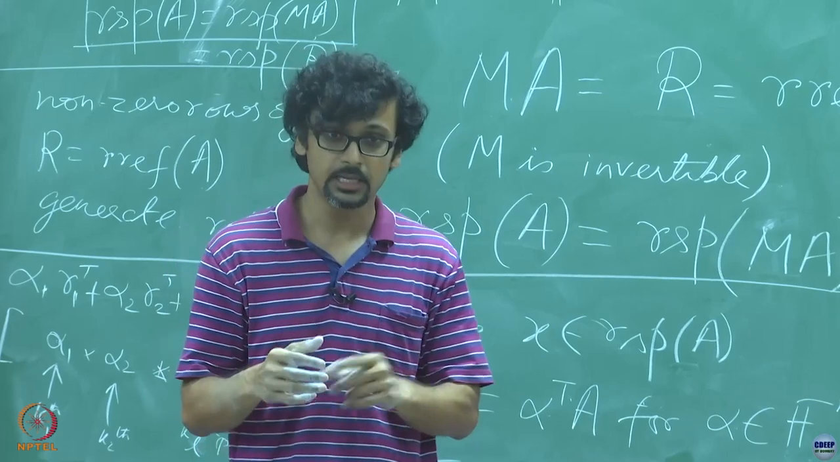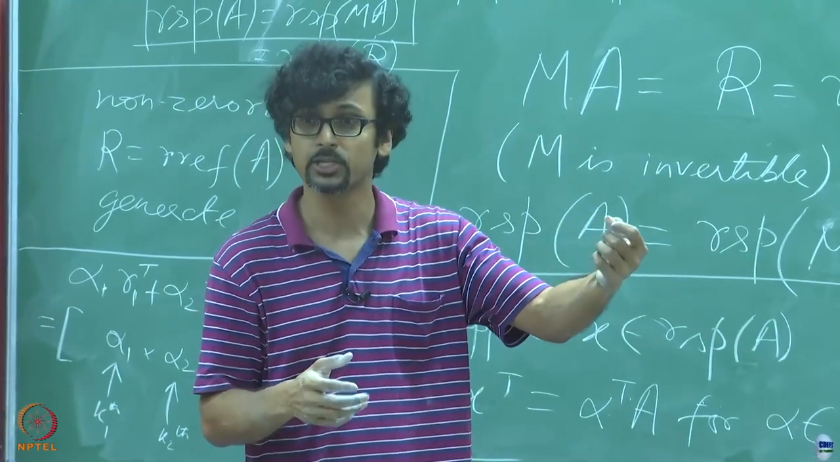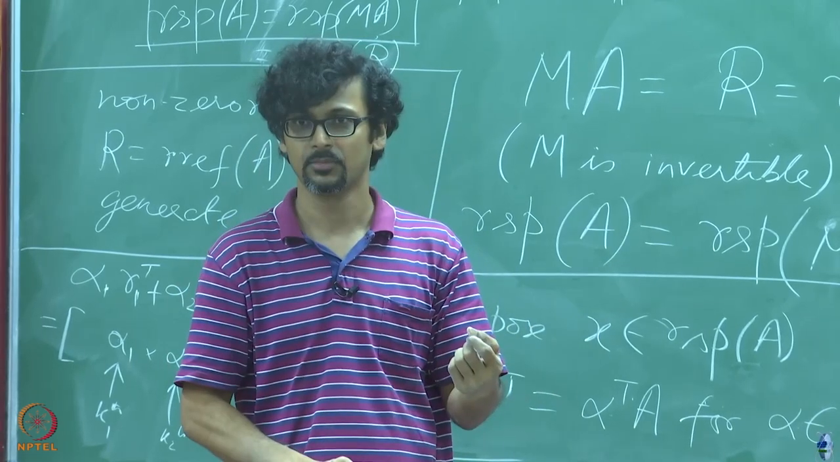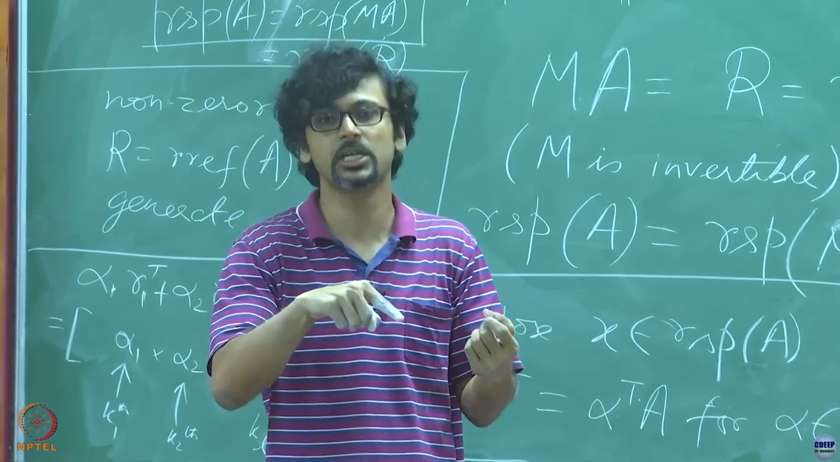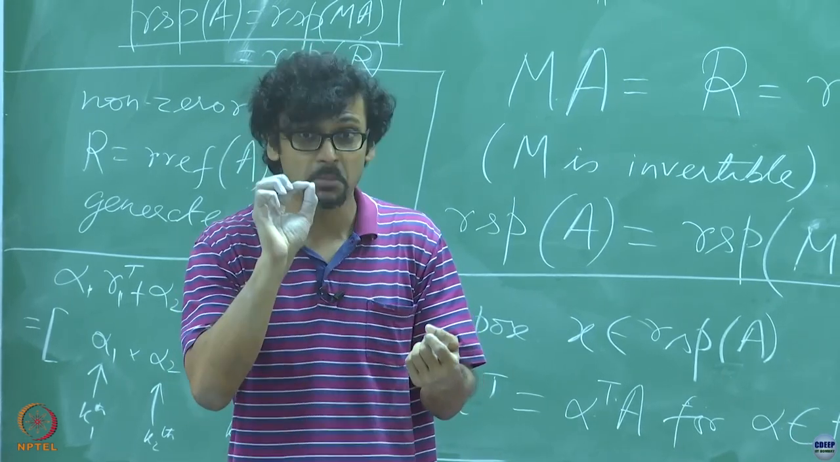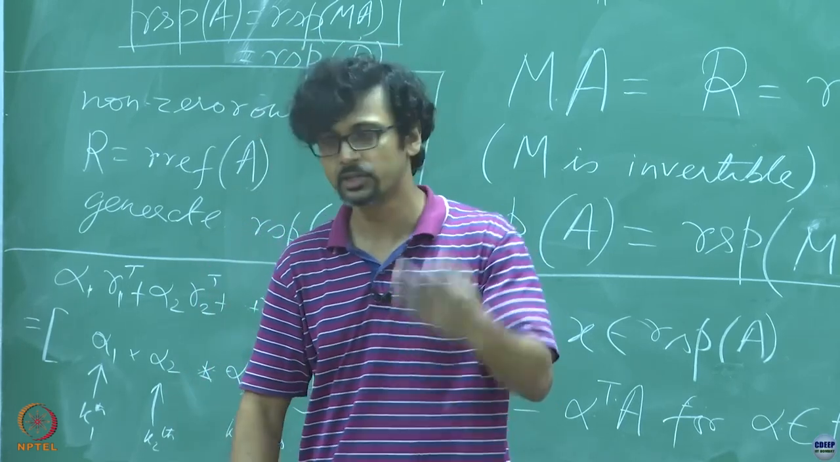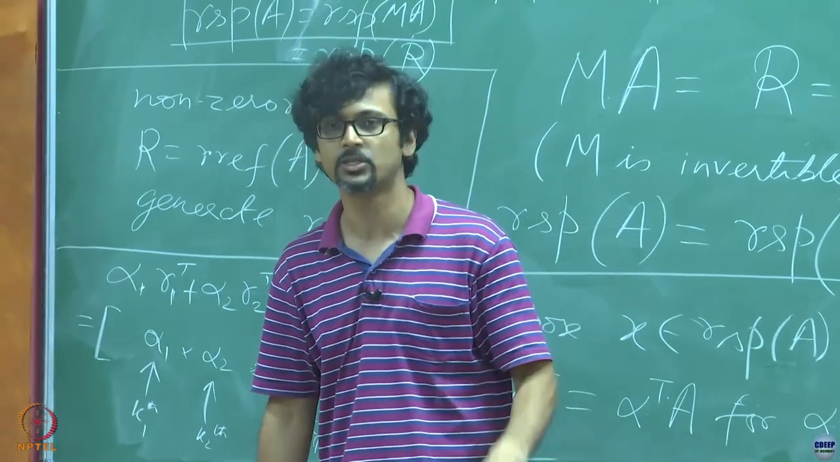Next, we will see the effect of elementary row operations on the column span. That is going to be interesting because it does change the column span. However, it does not change the dimension of the column span, and that is going to be very crucial. So we will derive all of that and see the complete picture in the next lecture.